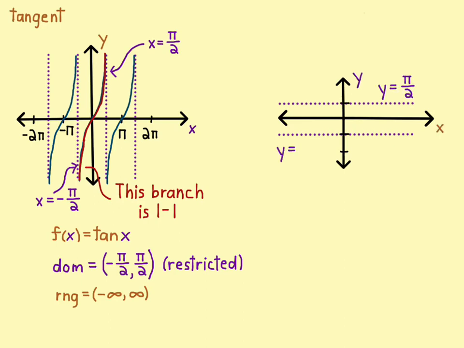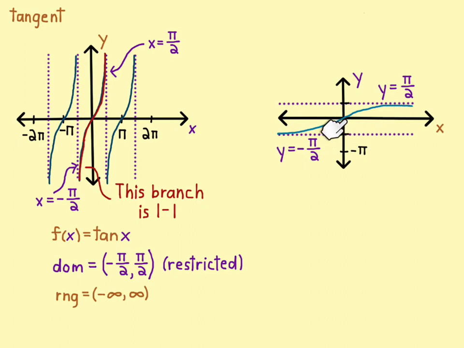Then we do the inverse. The vertical asymptotes become horizontal asymptotes. The y-axis becomes the x-axis, because remember, you're just switching x and y coordinates. And instead of getting the asymptotes x equals negative pi over 2, you get y equals negative pi over 2, right? And x equals pi over 2 becomes y equals pi over 2.